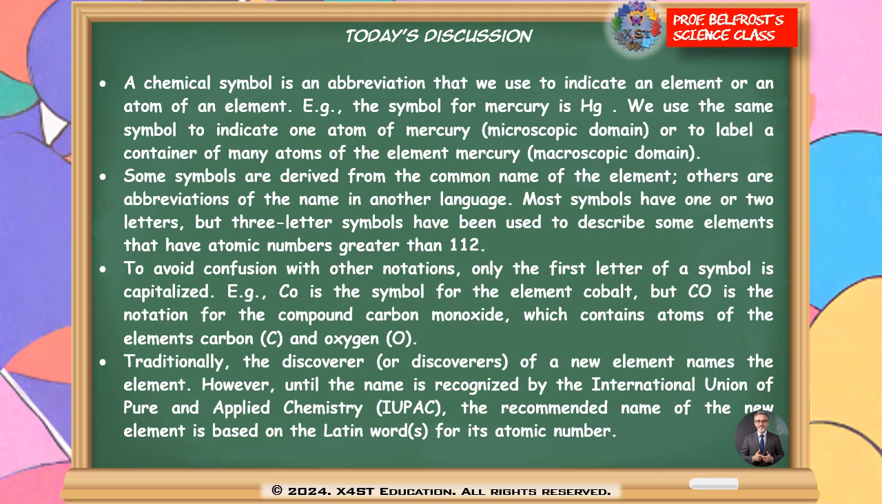So what's a chemical symbol? A chemical symbol is just an abbreviation that we use to indicate an element or an atom of an element. For example, the symbol for mercury is Hg. What is Hg? Hg actually comes from a Greek term. If I'm not mistaken, Hg comes from hydrogen. I want you to check it again. We use the same symbol to indicate one atom of mercury, which is the microscopic domain, or even to label a container of the element mercury, which is the macroscopic domain.